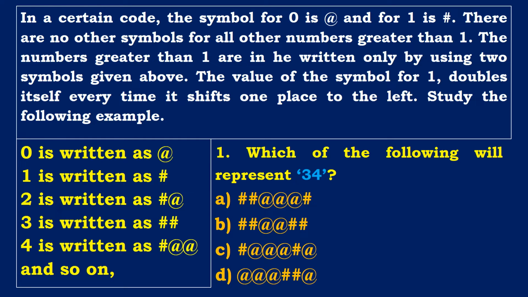1 is written as hash. 2 is written as hash at. 3 is written as hash hash. 4 is written as hash at at. And so on. 1. Which of the following will represent 34?